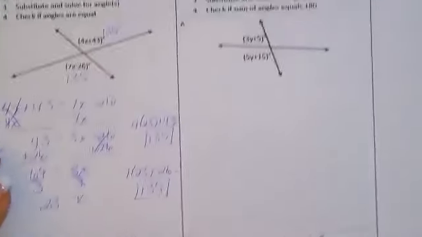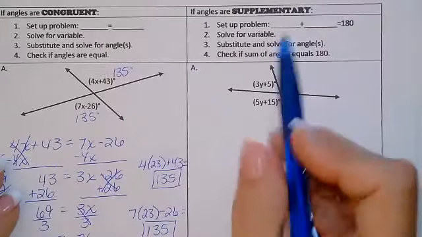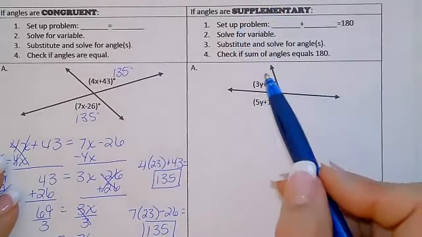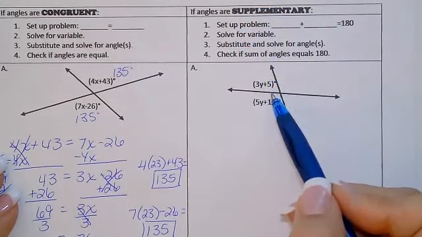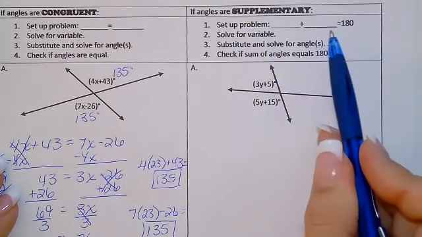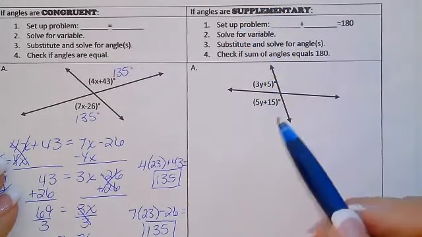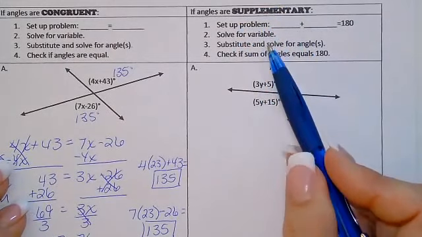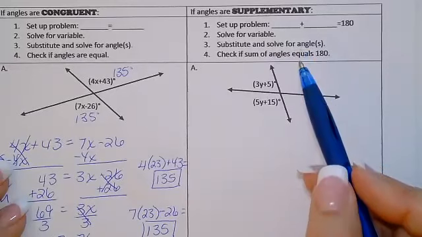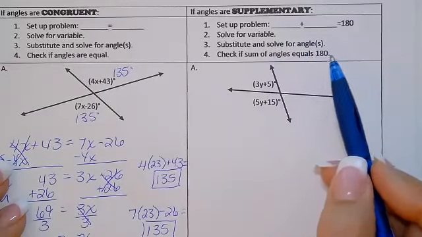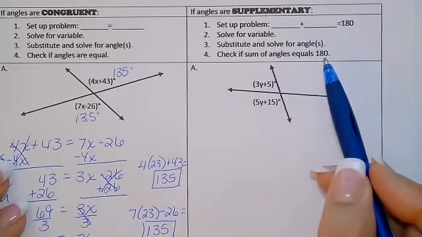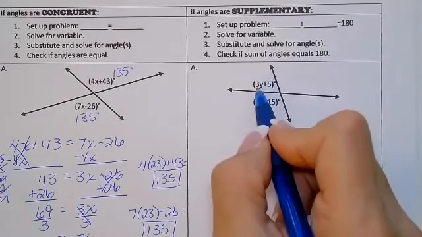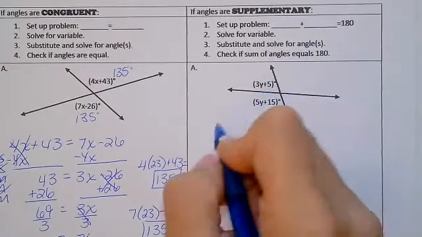All right. In this type of problem, the angles are supplementary. As we know, if you add them together, they equal 180. So this is the type of setup we're going to use. We're going to do the same steps after that: solve for the variables, substitute to find out angle measures. And then when we check, we need to make sure that they equal 180. Okay, so this angle plus this angle equals 180.